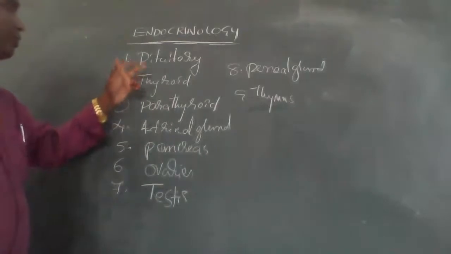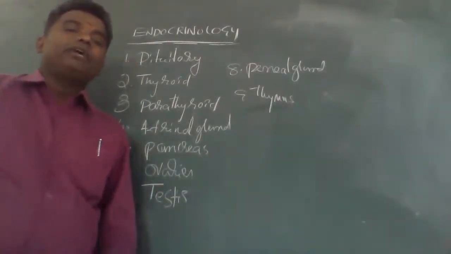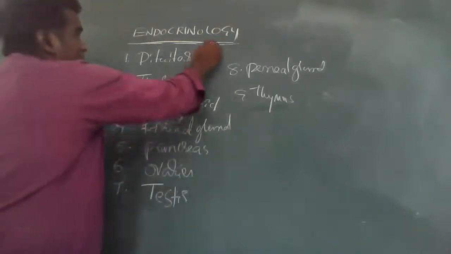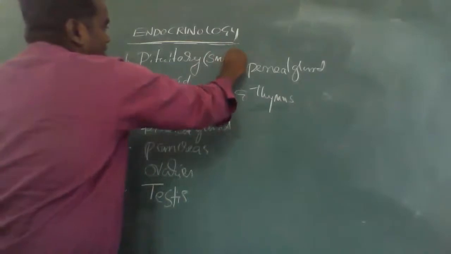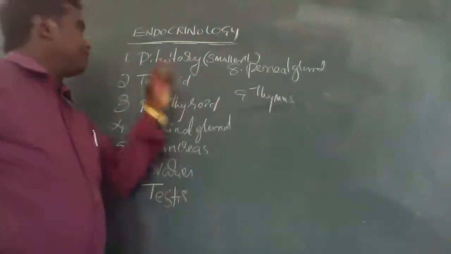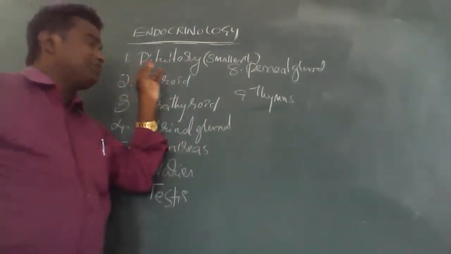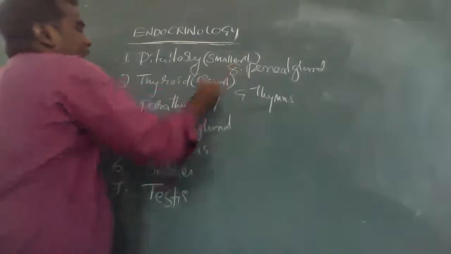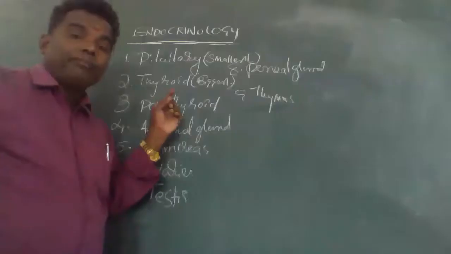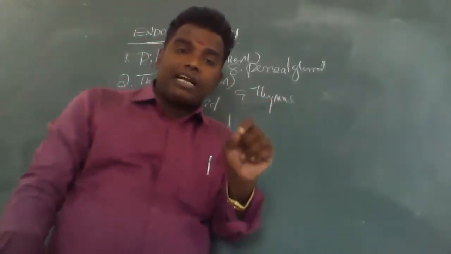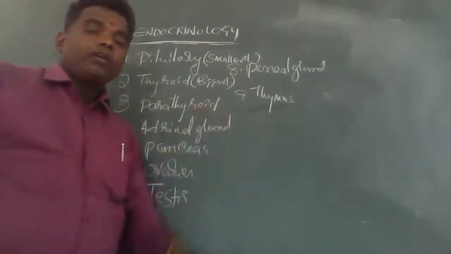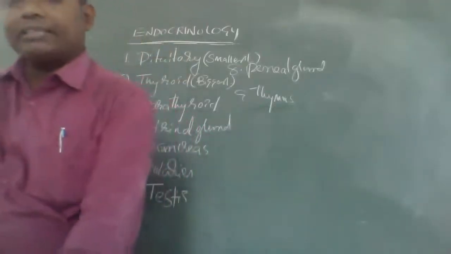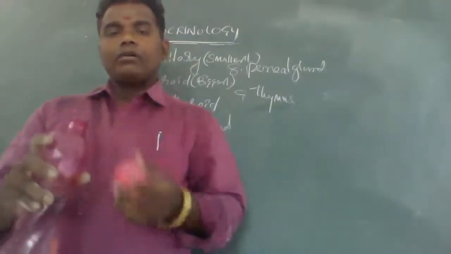Out of this, very important for the examination: which is the smallest endocrine gland? The pituitary gland is the smallest endocrine gland. Biggest endocrine gland? The thyroid gland is the biggest endocrine gland. Come on, tell me, which is the biggest gland? Thyroid gland.